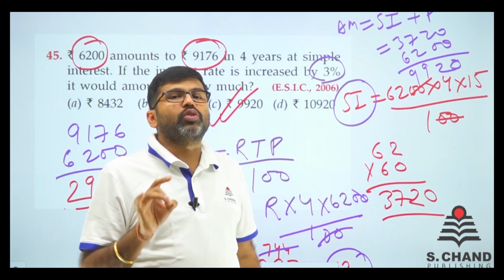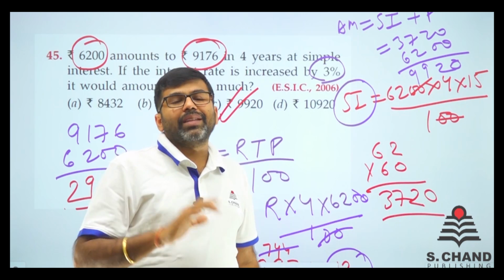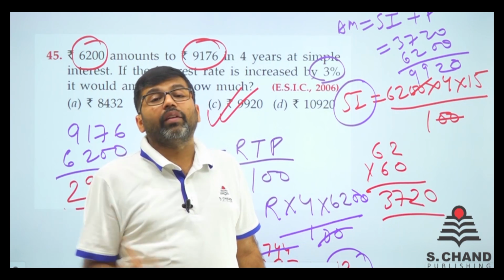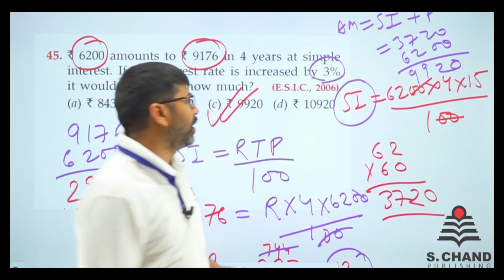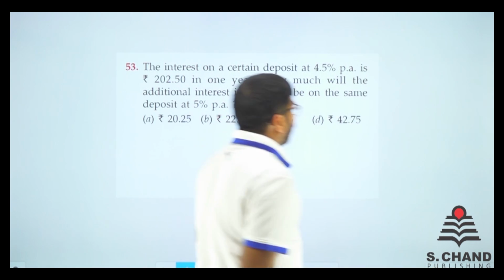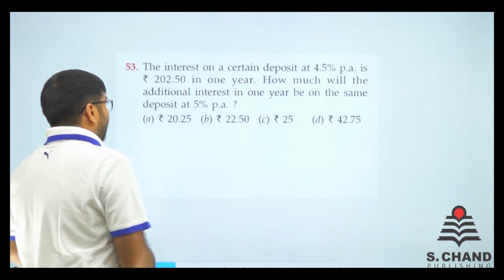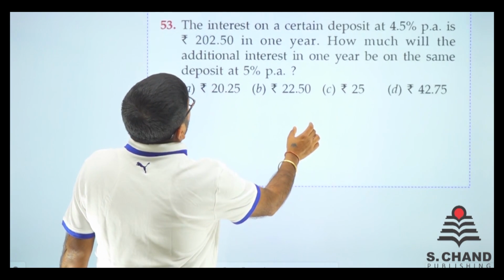And also try to remember the tables of, say for example, not 100, then at least 50, at least 30, so that you get a faster result. Here we go, we move on to the next question. Question number 53. Let's see what does it say.